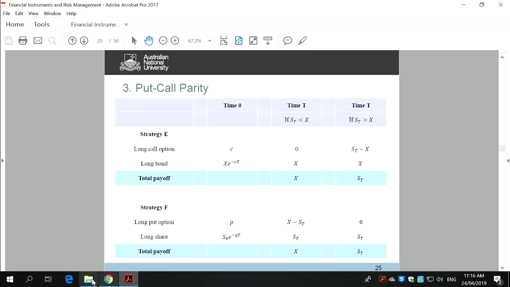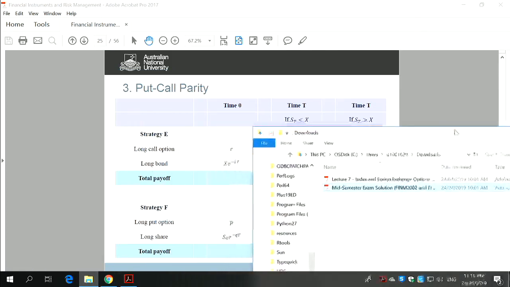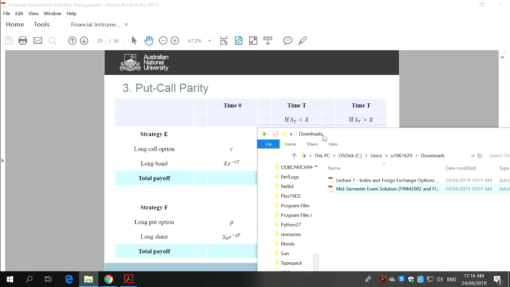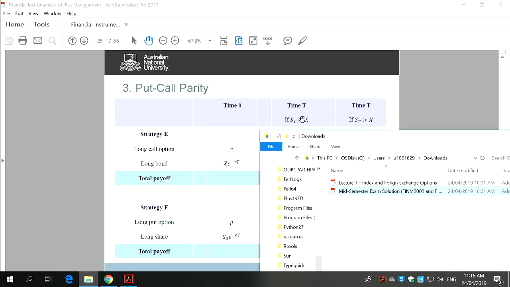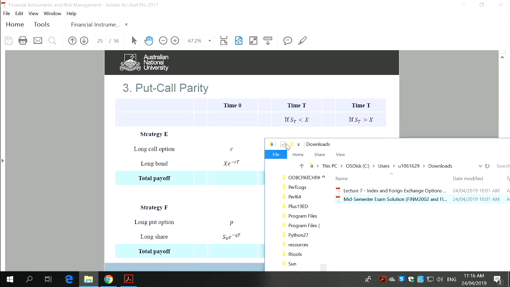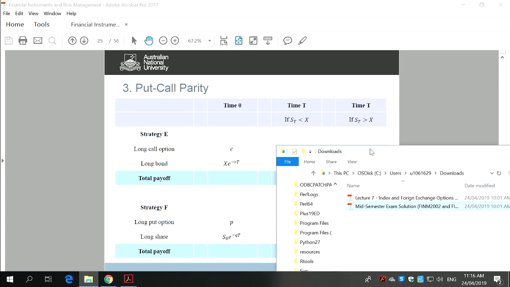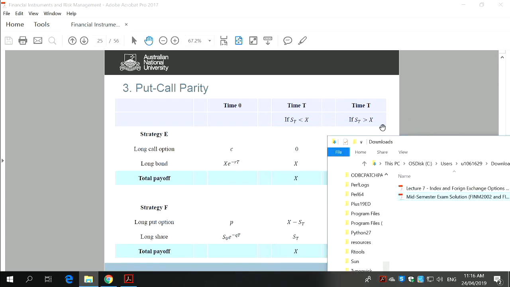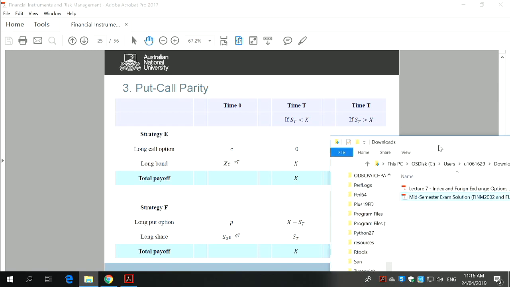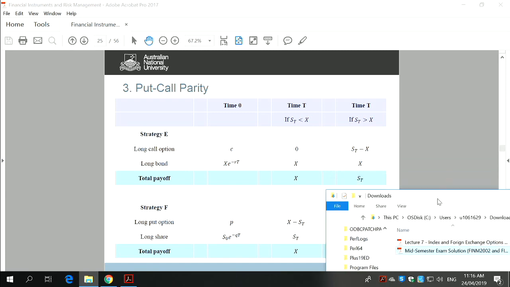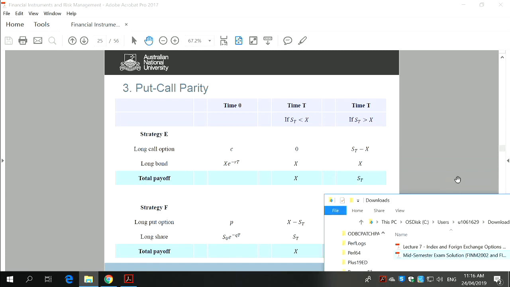Okay, so let's examine the cash flow. Let's start with portfolio E. If we own the call option and the share price is lower than X, what's going to be the payoff? You tell me. If the share price ST is smaller than X, what should be the payoff here? 0, right? So that's 0 there. And of course, the bond would always pay us X. If ST is larger than X, what should be the payoff here? Yes, ST minus X, and still we're getting X from the bond.